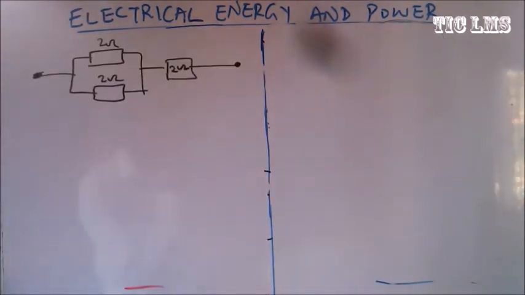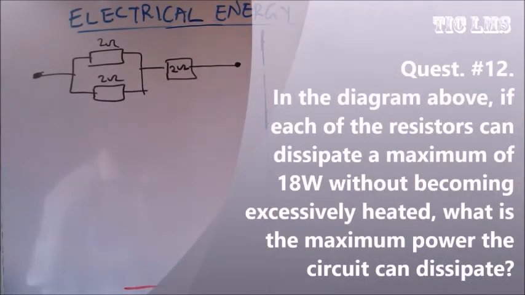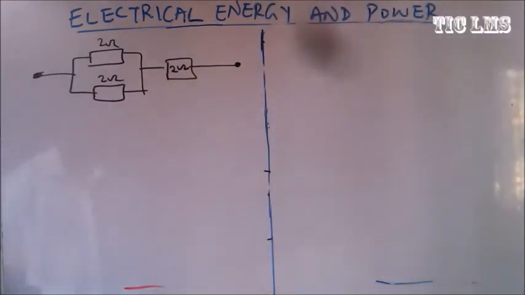Now this next question says that in the diagram, if each of the resistors can dissipate a maximum of 18 watts without becoming excessively heated, what is the maximum power the circuit can dissipate? Now each of these resistors can dissipate 18 watts, right? That's the maximum they can dissipate. But we want to find out the maximum power that they can dissipate altogether, which is not done by adding each of the watts together. It can't be done like that.